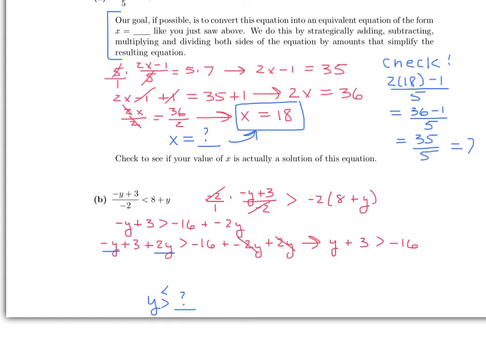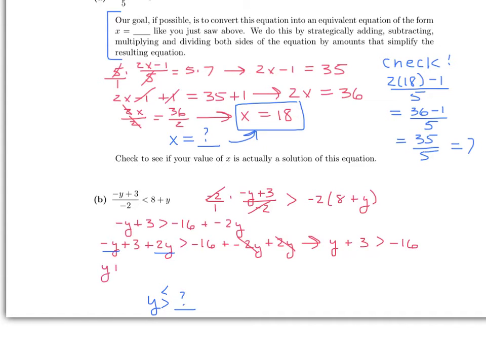We're getting closer to our goal. Remember, our goal is to get y all by itself. We have y plus 3 on the left side. So we need to undo the addition of 3. What will undo addition of 3? Well, subtraction of 3 will do that.